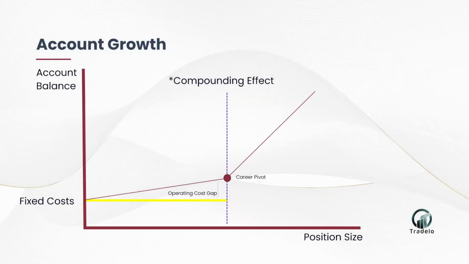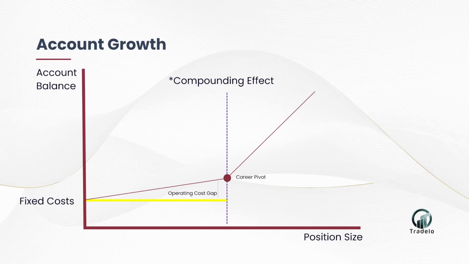On the y-axis, we have account balance. On the x-axis, we have position sizing. Now, for this illustration, we assume that we're always risking 1% of our account per trade and that our fixed costs remain constant.